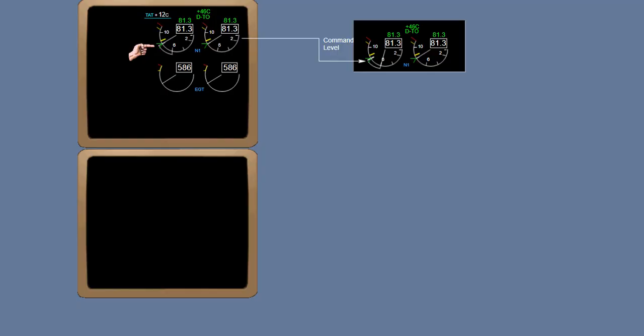The command thrust level is a white line that displays at the end of the command sector. It indicates the N1 commanded by thrust lever position. It becomes the extension of the N1 pointer when the current N1 and commanded N1 are the same.